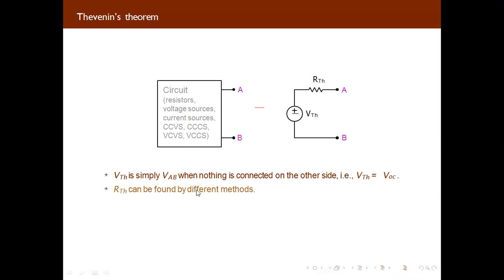So we can find RTH by using any method. If there are series resistances, you can take the addition. If there are resistors in parallel, you can use 1 upon R equivalent equals 1 upon R1 plus 1 upon R2 up to 1 upon Rn. You can use any method.